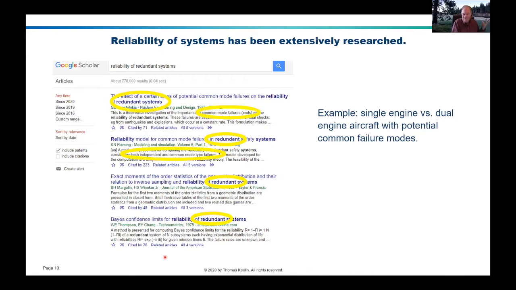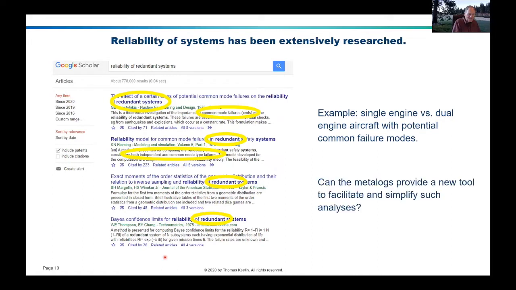I don't know what happens. The electrical system fails or something, and the engines both fail. I don't know what it is that would cause them both to fail, or the fuel lines or something. I don't know, but or maybe even the same manufacturer versus different manufacturers. Who knows? So anyway, that's the example that I worked to put together here. And the question is, can metalogs provide a new way to simplify and facilitate such analyses?